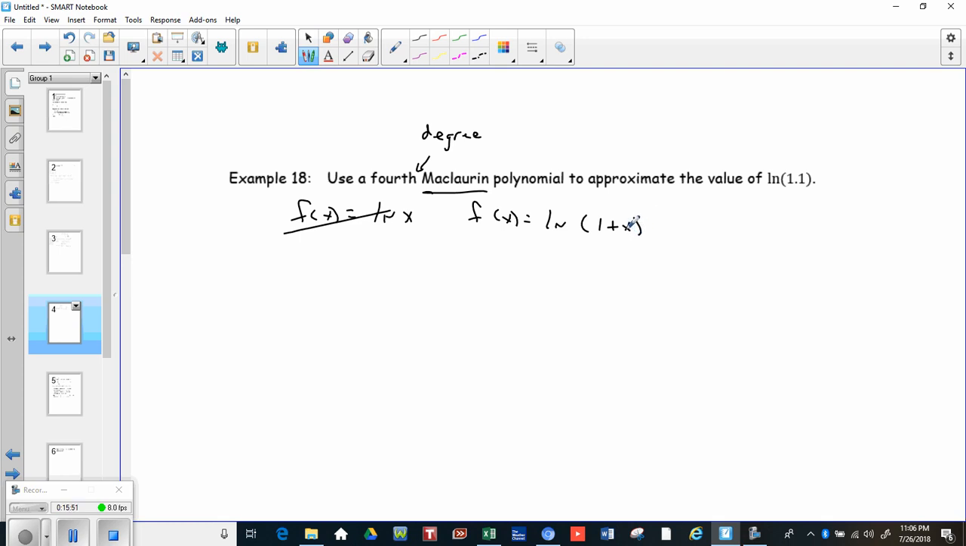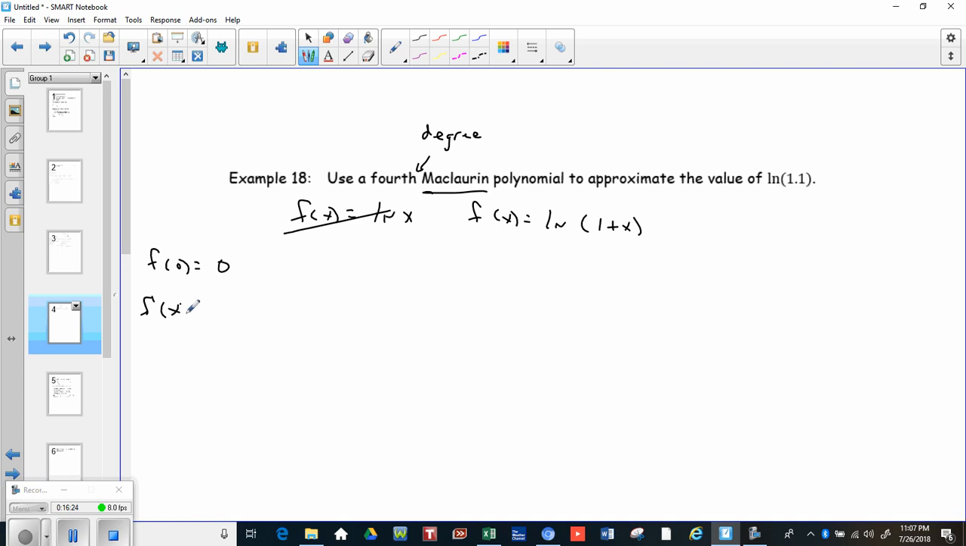This actually even makes more sense when you think about it, because now if you plug 0 in for x, you've got the natural log of 1, which is something we know the value of, and this is going to be really close to 1.1 since I'm starting with 1. So now we can go ahead and evaluate this thing. We do need to develop it. So f of our center, f of 0, is the natural log of 1, which is 0.